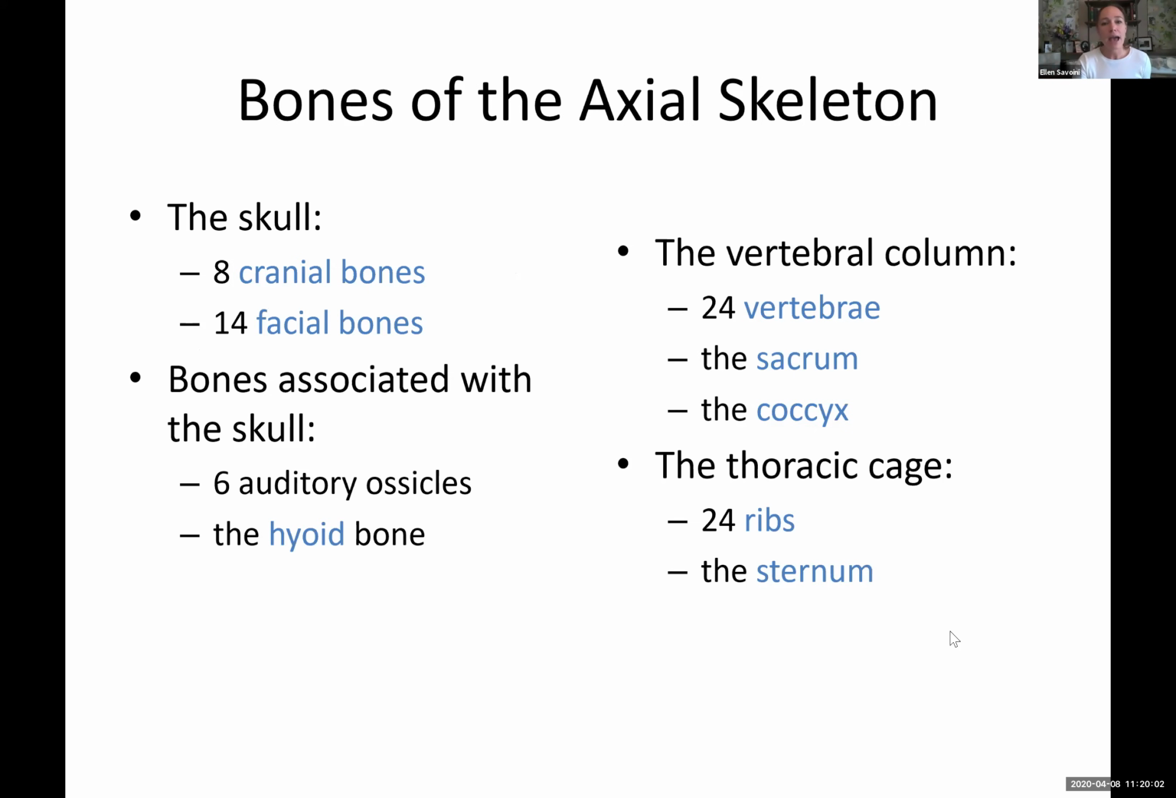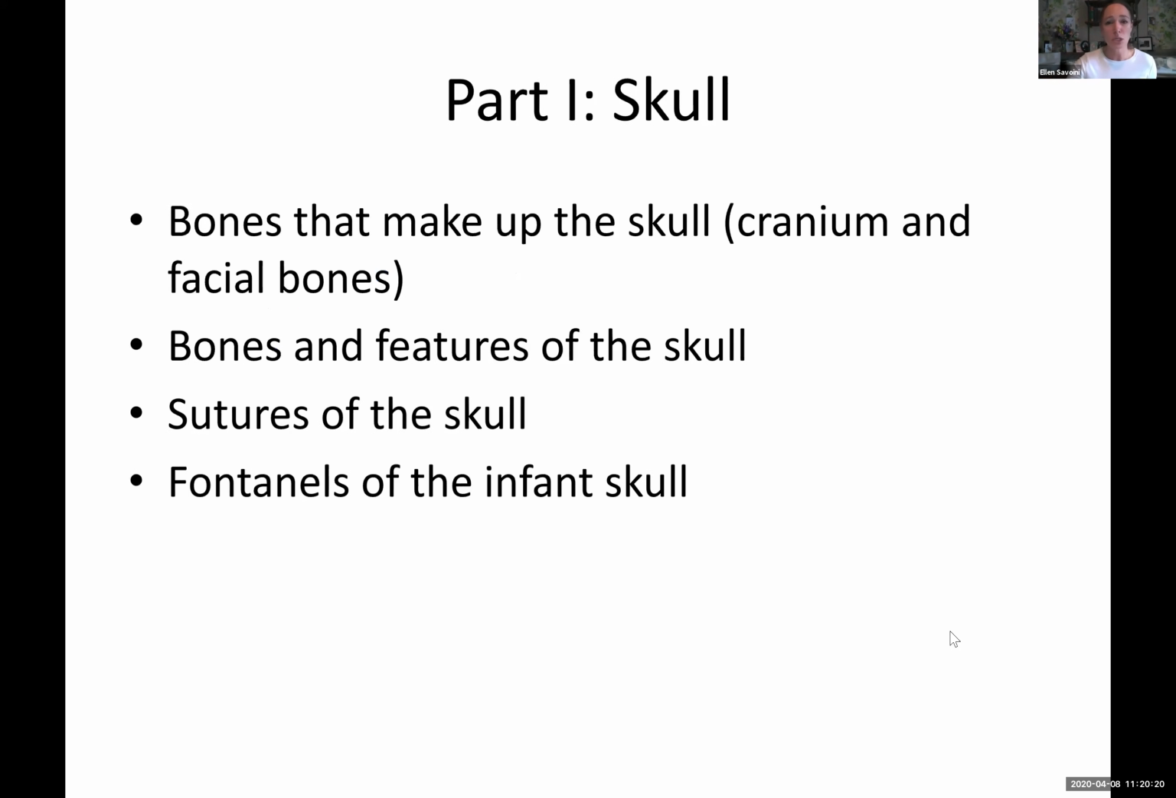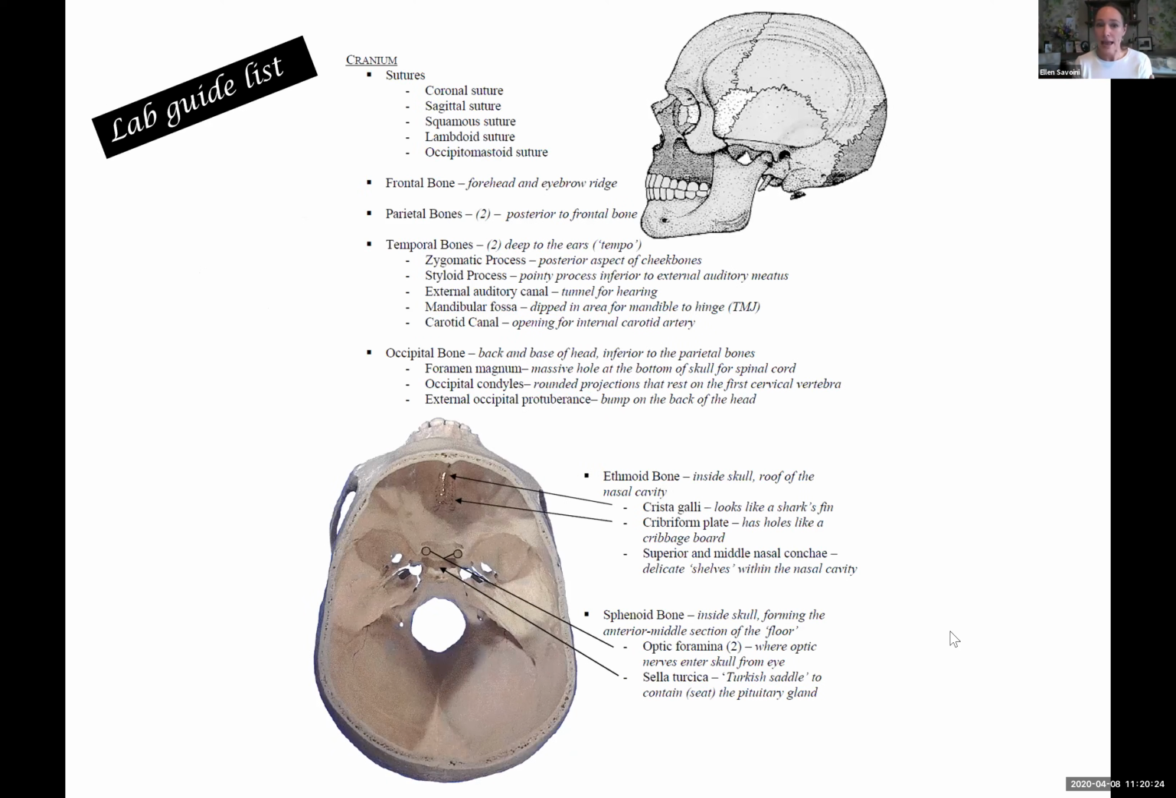Of the axial skeleton, we're going to go through the 8 cranial bones. Between the 8 cranial bones and the 14 facial bones, we're not doing all of the bones, but that makes up the skull. Then we have our vertebrae, and then we have ribs. So these are all the things that we're going to go through. Let's start with the skull. This here is your list that's in the lab guide. When you print it out, or if you did, you don't need it now, this is just showing you the lab guide.